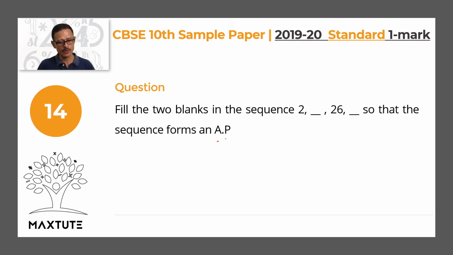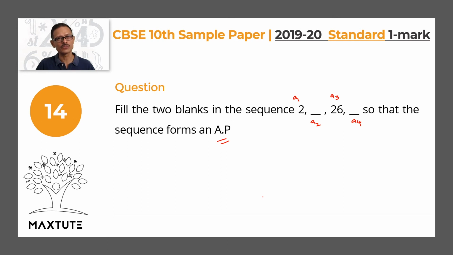This is from arithmetic progression. Fill the blanks in the sequence 2, there's a gap, third term is given. We'll have to find out the second and the fourth term so that the sequence forms an AP. They've said this is in an AP. What is given to us? We've been given A1 and A3. It's an AP, A1, A3 known. We need to find out A2 and A4.